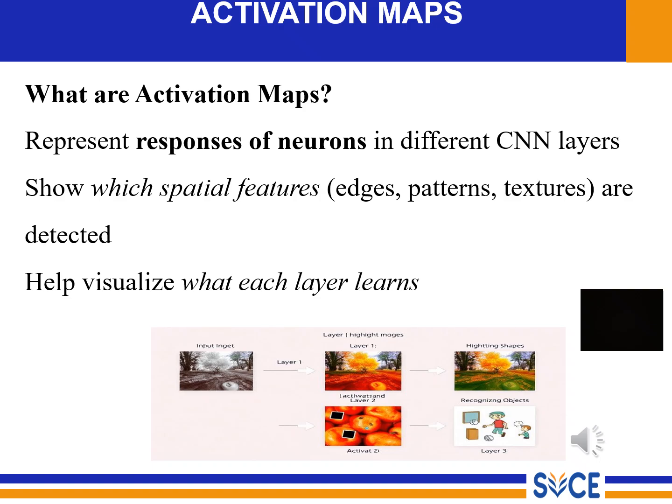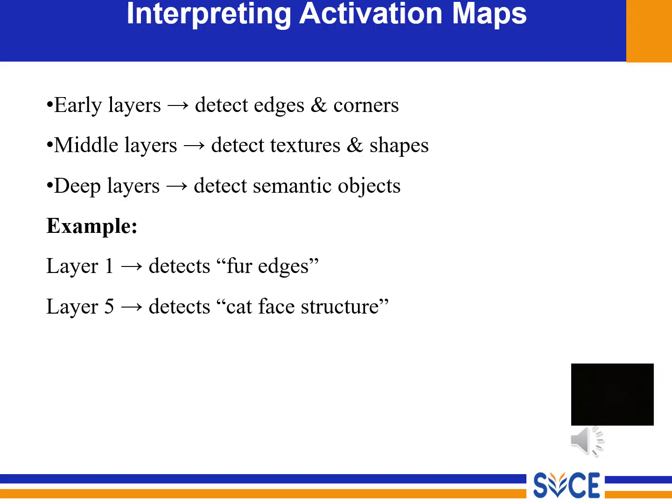For example, in a cat image, layer 1 might activate on fur edges, layer 3 might respond to whisker patterns, and layer 5 might detect the cat face structure. So activation maps help us see the learning process from simple to complex understanding. These are the three layers: early layer, middle layer and deep layer.